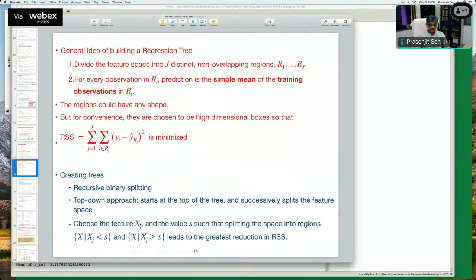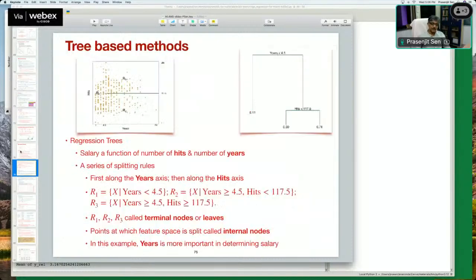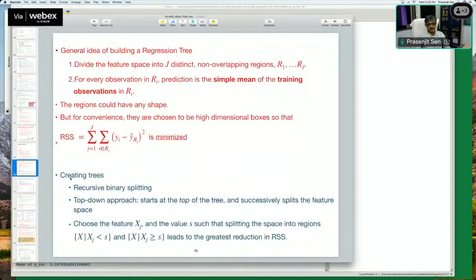You choose a feature xj and a value s along it. So you want to split along the feature xj, and what is the value of xj at which you split? Here, the first split was along years, and the value was 4.5. So that is the abstract form of that: you split along the feature xj, and the value at which you split is s.